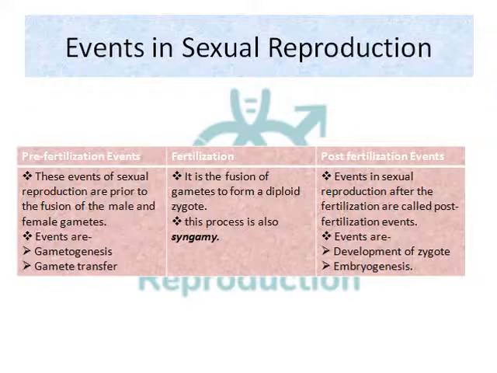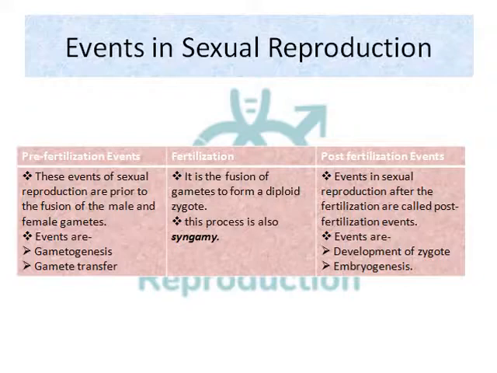Post-fertilization events include two processes. First is embryogenesis and development of zygote. Once fertilization takes place, the male and female gamete will fuse and form a zygote. That zygote will be diploid. In my previous videos, I explained why a zygote is diploid.